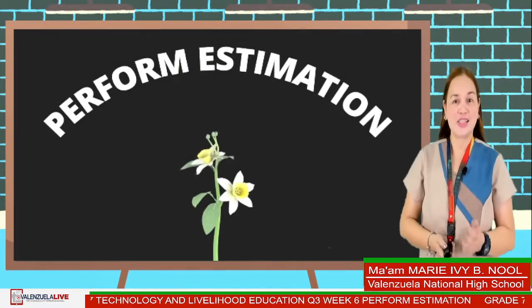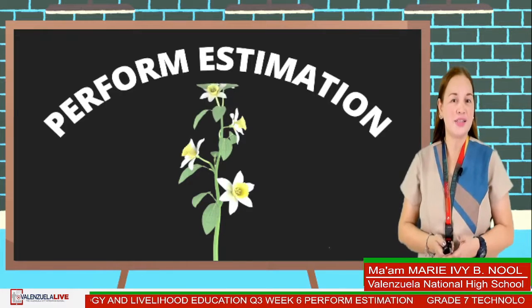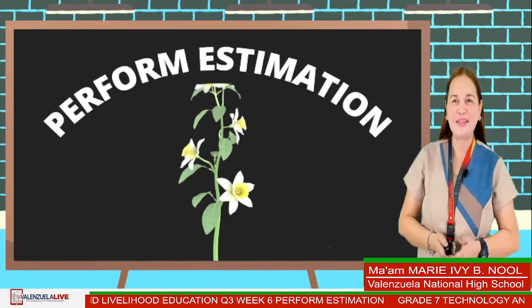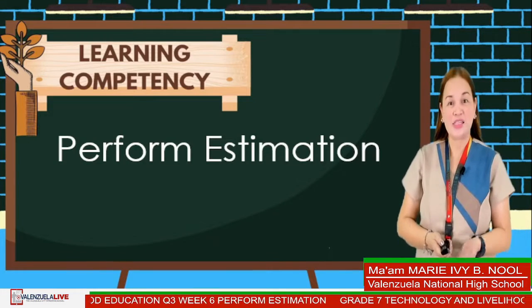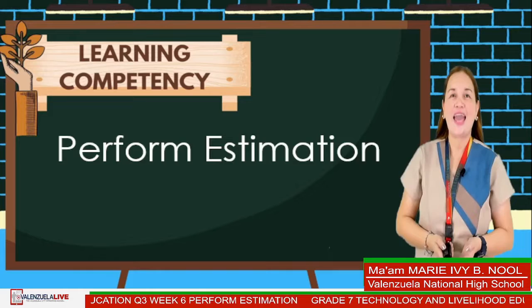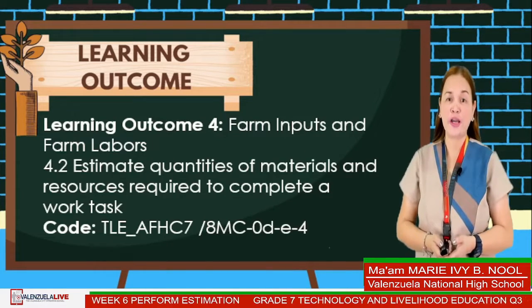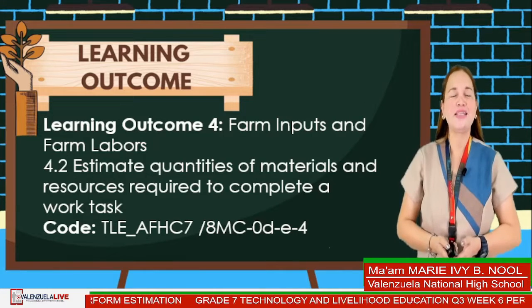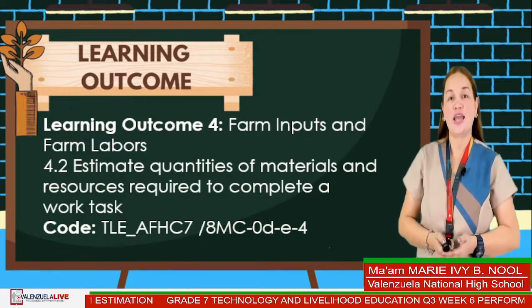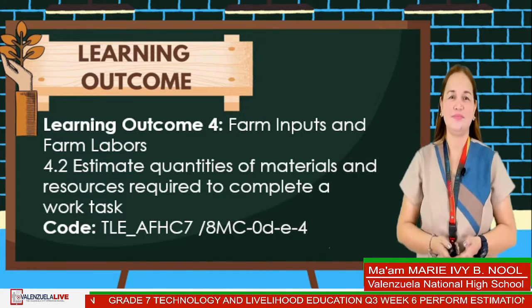For today's lesson, let us explore the different farm inputs, farm labors, and land preparation. Our learning competency is to perform estimation. Learning outcome number 4, farm inputs. 4.2, estimate quantities of materials and resources required to complete a work task.